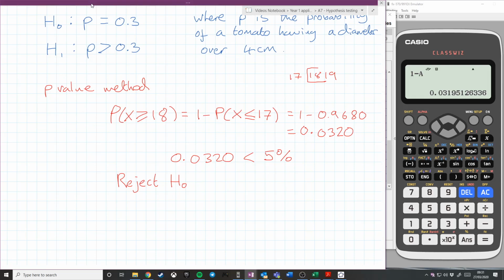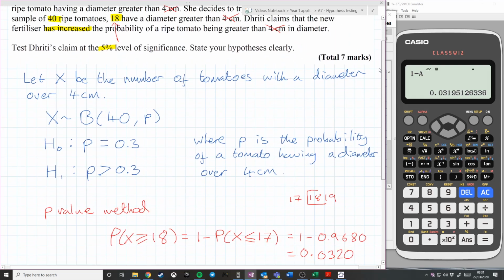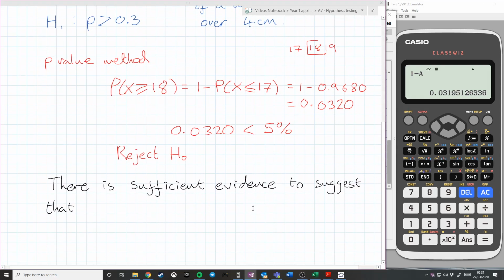So now it's time to conclude. So we're going to say there is sufficient evidence, because we are going to go with H1, there is sufficient evidence to suggest that, and now this is where I always stop and just have a look at the context, because I've kind of forgotten. I know it's about tomatoes. What's the context? We are testing that the fertilizer has increased the probability of having a greater diameter. So we are saying, yes, that is true.